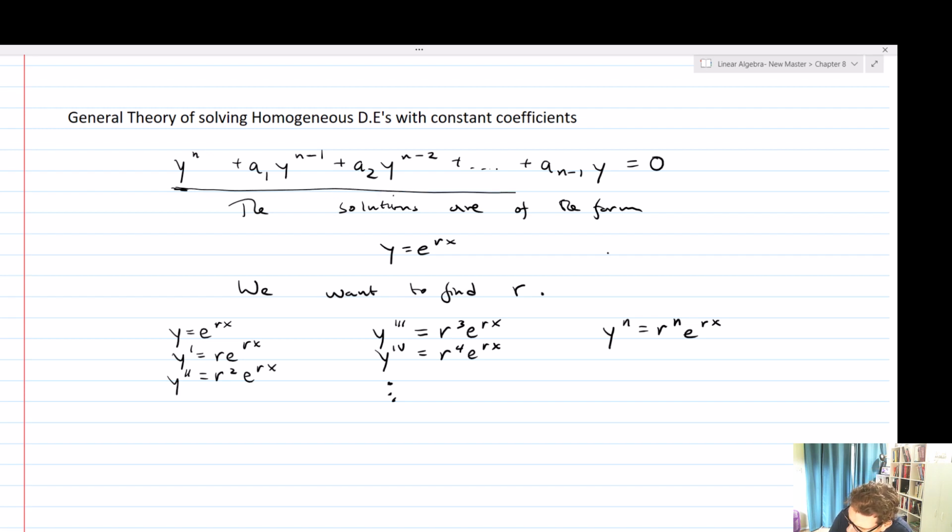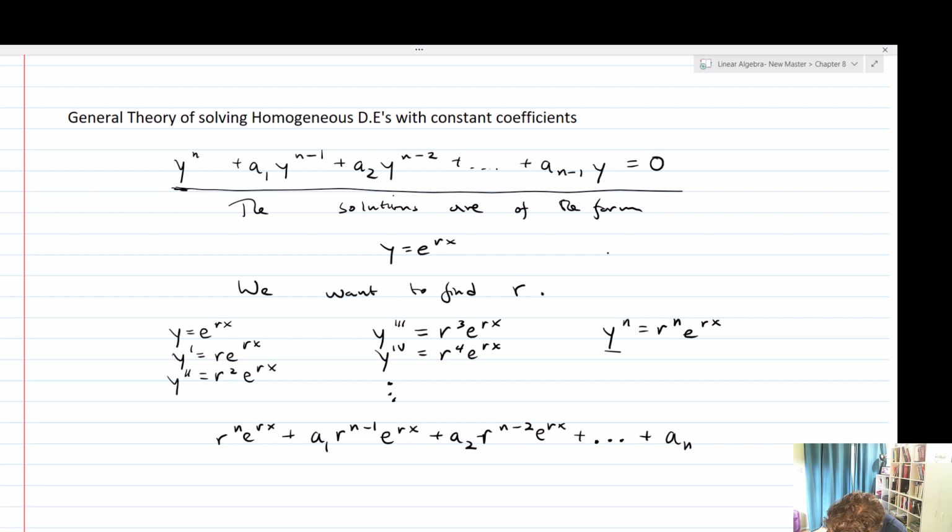So here's my DE. And so now y sub n is r to the n e to the rx plus a1 r to the n minus 1 e to the rx plus a2 r to the n minus 2 e to the rx plus dot dot dot plus a sub n minus 1 e to the rx equals 0.